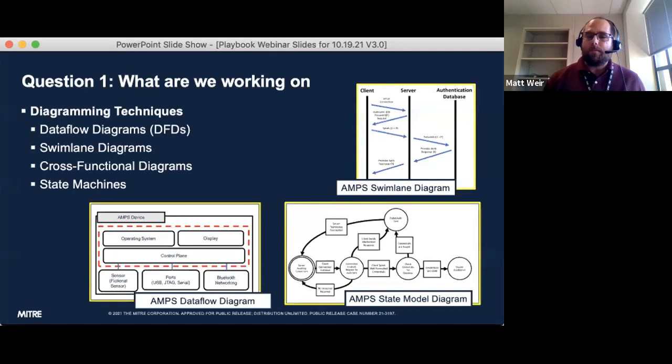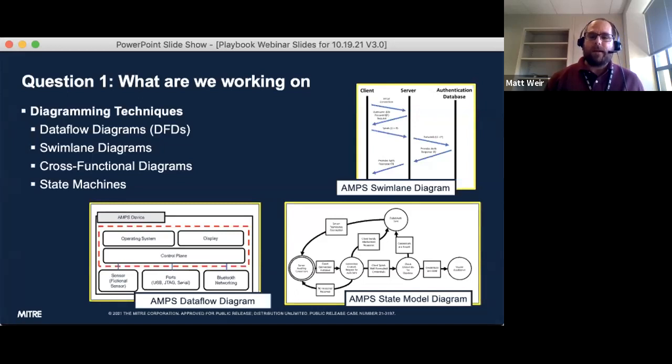Now, there is no one perfect diagram that you can use to totally understand your device and do all your different threat modeling techniques against it. So we want to talk about different types of modeling techniques that you can use and how they can work together.